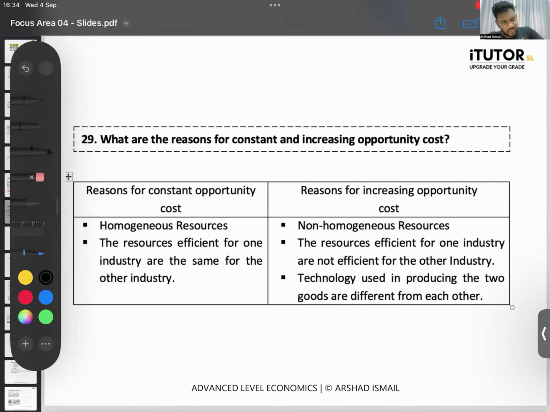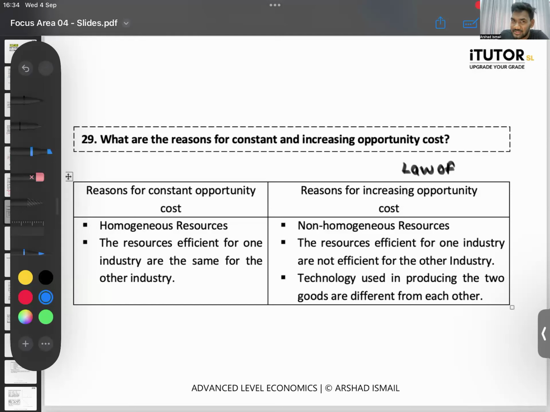Okay. Right. So now I'm coming into the reasons. What are the reasons behind constant opportunity cost and the reasons behind increasing opportunity cost? Sometimes they can call it the law of increasing opportunity cost. Don't get scared if they say law of increasing opportunity cost. That's increasing opportunity cost. If they ask you to explain the law of increasing opportunity cost, you explain increasing opportunity cost. If they ask for the reasons behind the law of increasing opportunity cost, same thing. So what are the reasons?